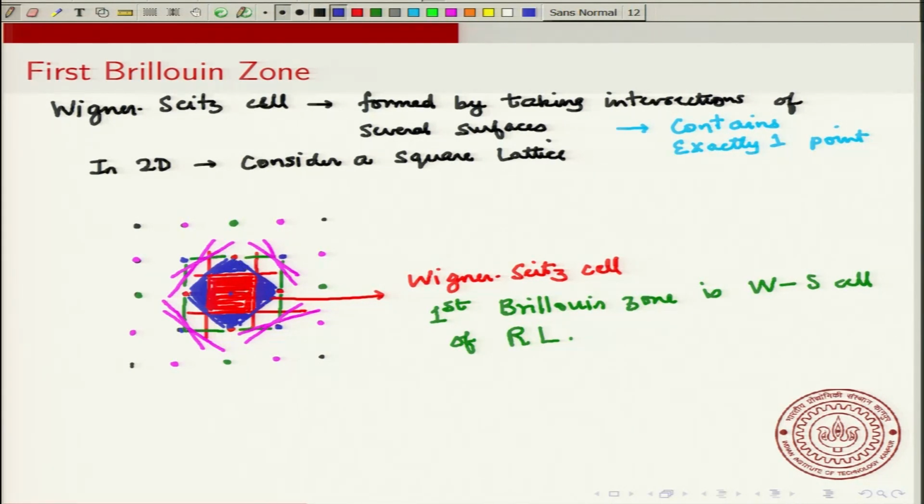So, they are nearer to the center point than any other point. If you take all the points in the red region, any point inside this red region will be closest to the central atom. Any point in the blue region will have one atom that it is closest to, and the second closest atom will be the center atom. So, this is called the second Brillouin zone.